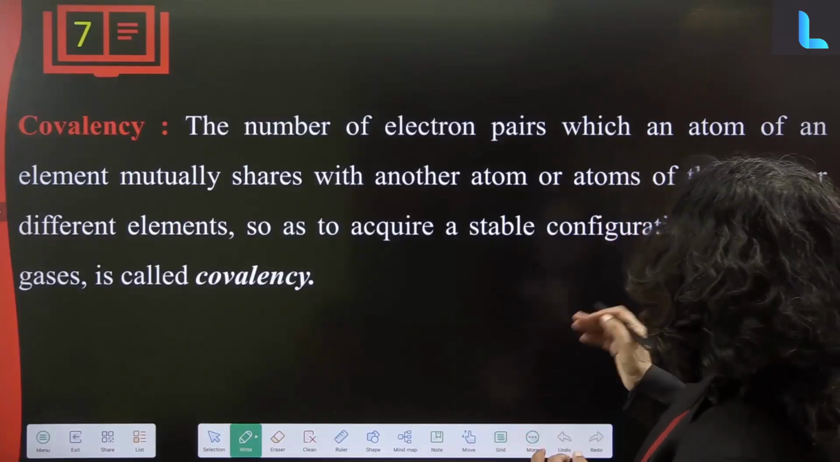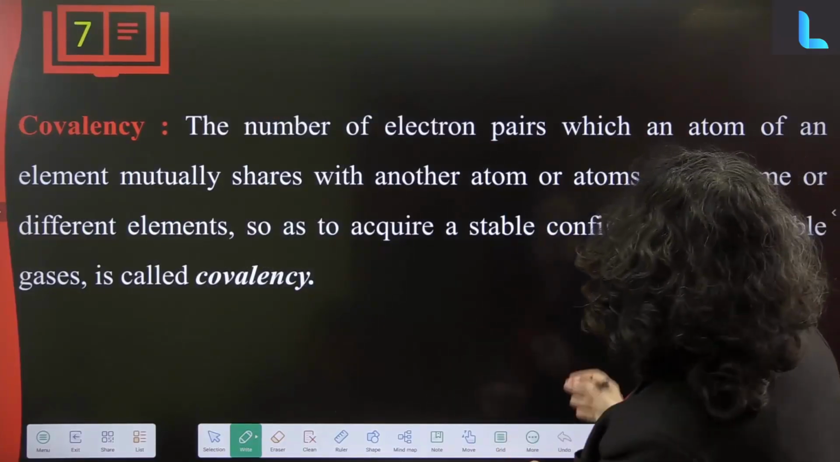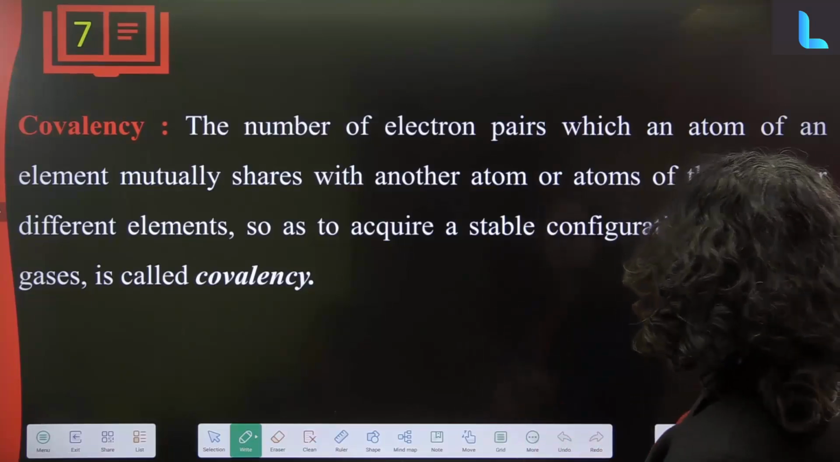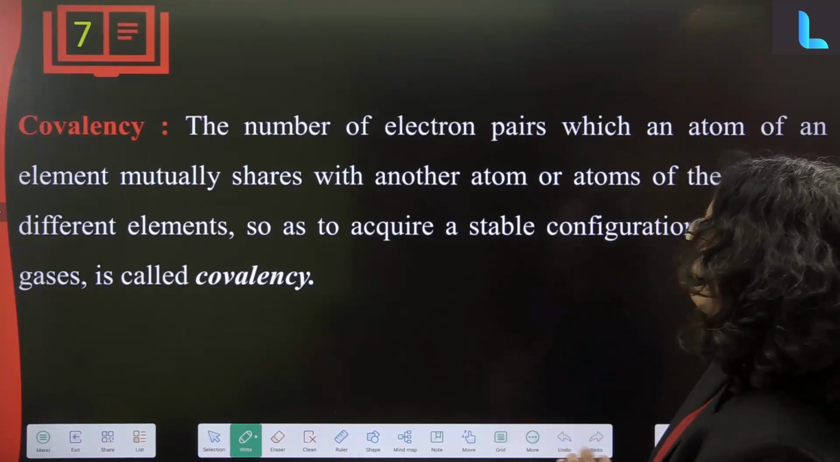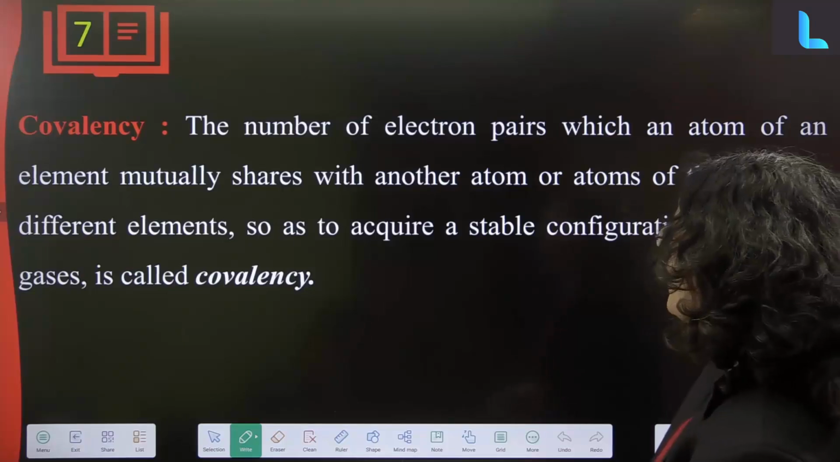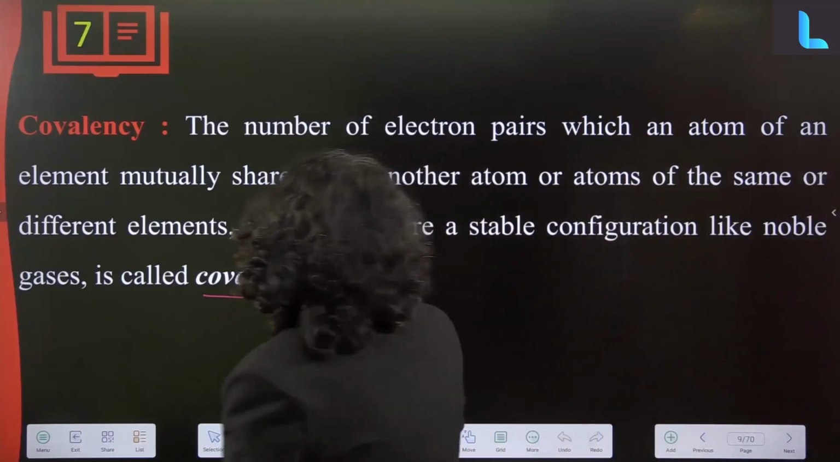What is covalency? The number of electron pairs which an element mutually shares with another atom of the same or different element to acquire a stable configuration. That is what is called covalency.